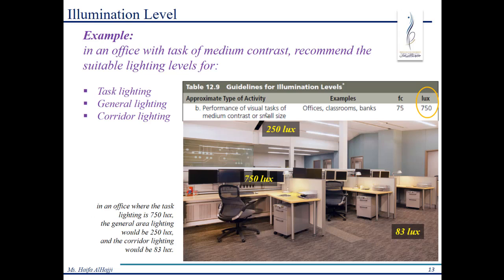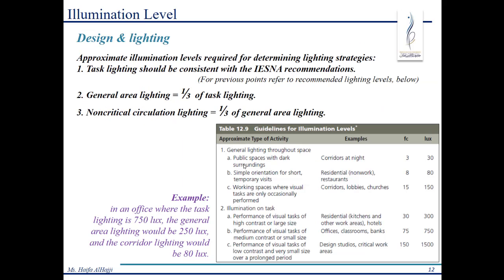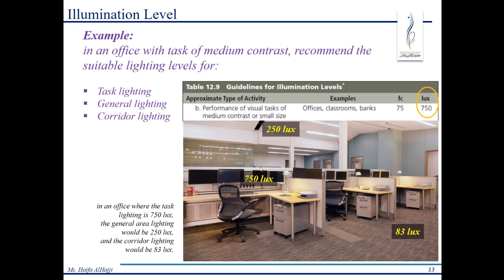Okay, I put that part of the table here. So my task lighting is 750 lux. I put it in here as well. So my ambient lighting is going to be, like I told you before, 1/3 of the task lighting. So in here, the 1/3 of the task lighting, I'm going to define this one divided by 3. So 750 lux divided by 3 is going to give me a requirement of general lighting of 250 lux.